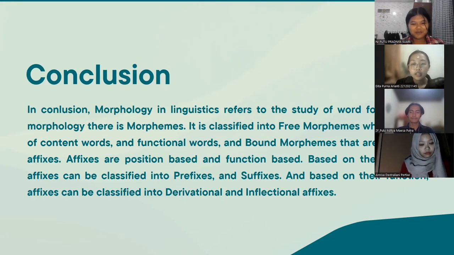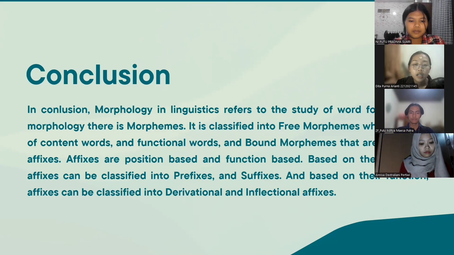And the next one is the conclusion. In conclusion, morphology in linguistics refers to the study of word formation. In morphology, there are morphemes. They are classified into free morphemes and bound morphemes. Free morphemes are morphemes that occur alone and carry meaning as words. Free morphemes are also called unbound or freestanding morphemes. Free morphemes consist of content words and functional words.